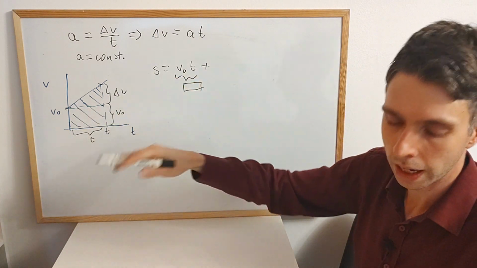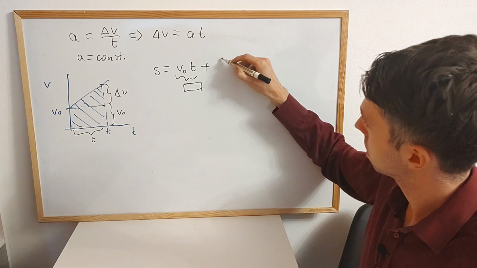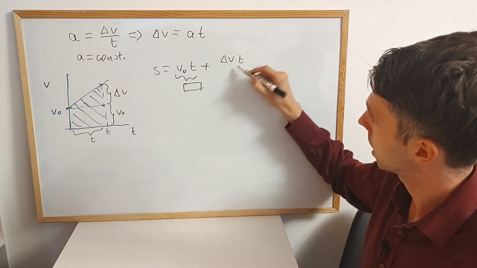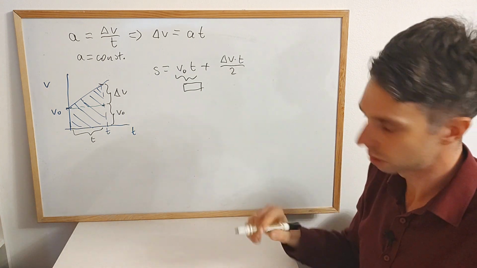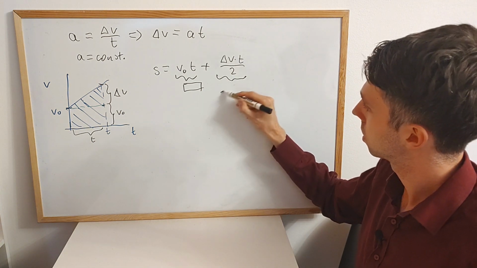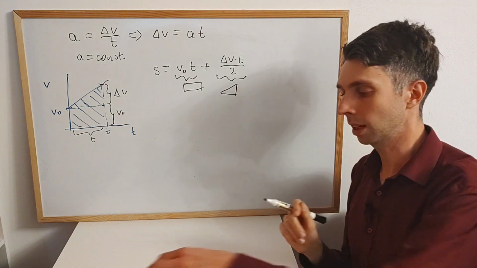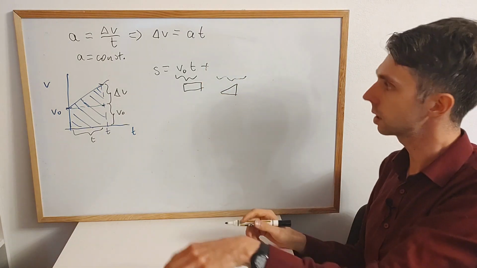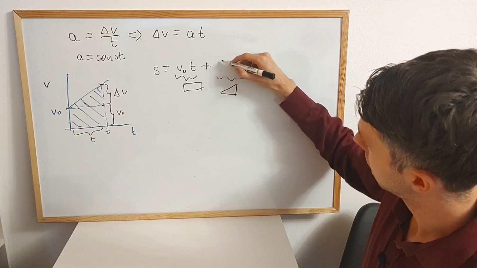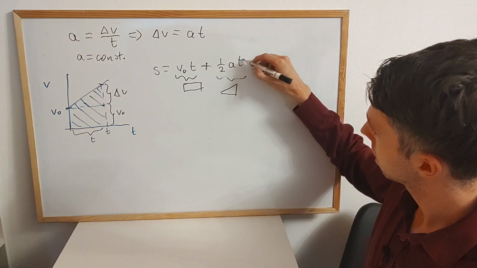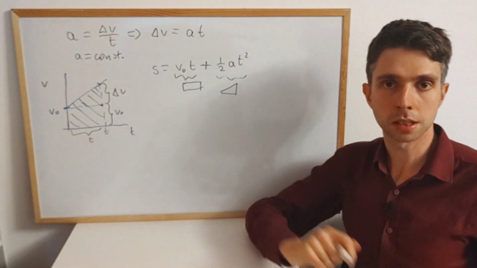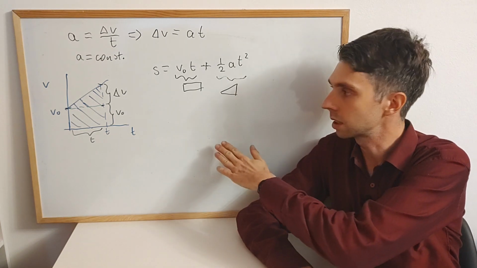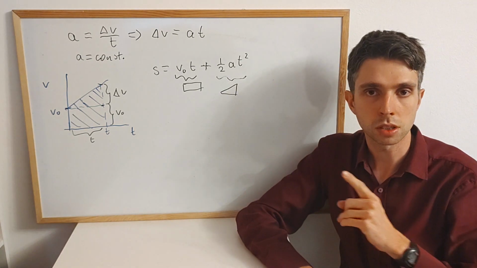So this is change in speed times time divided by 2. This is triangle, or as I showed you before, this can be written as 1/2 a t squared. So this is how you calculate the distance in uniformly accelerated motion with initial speed.